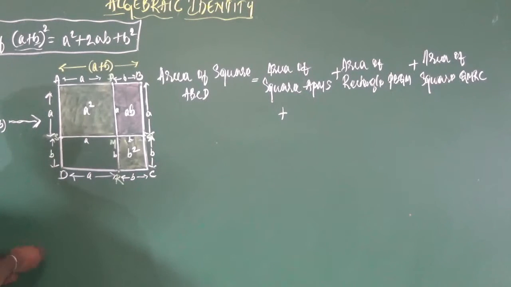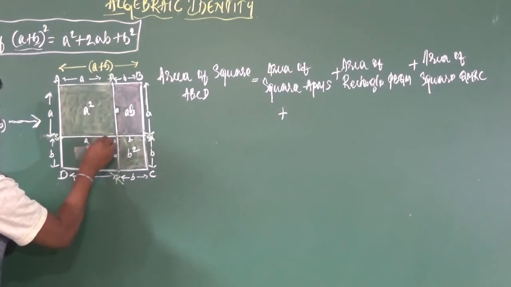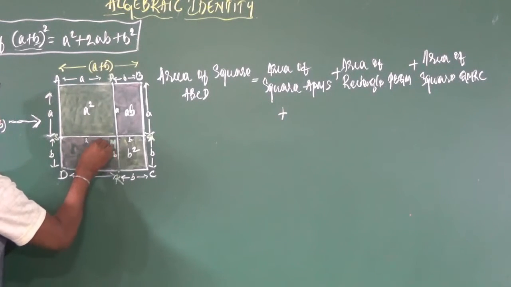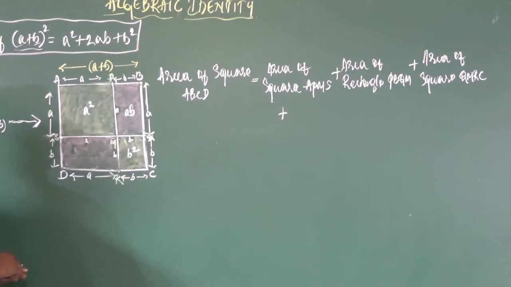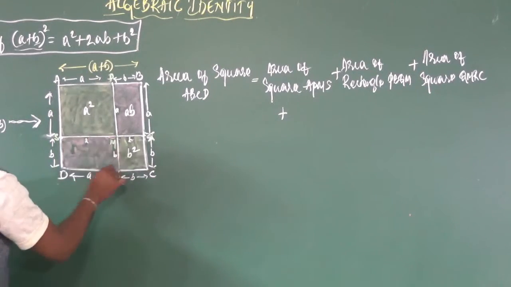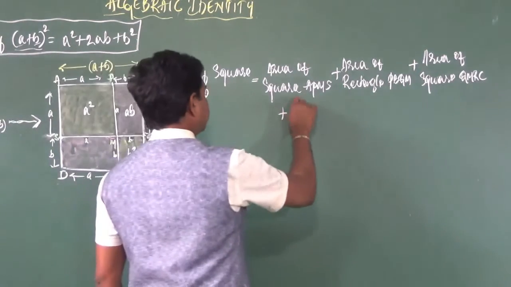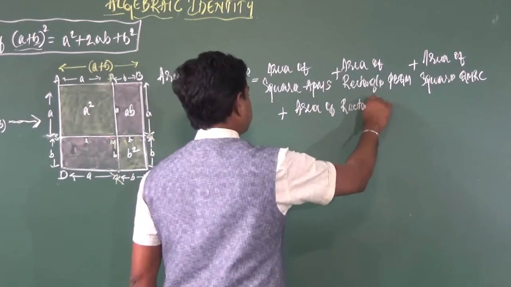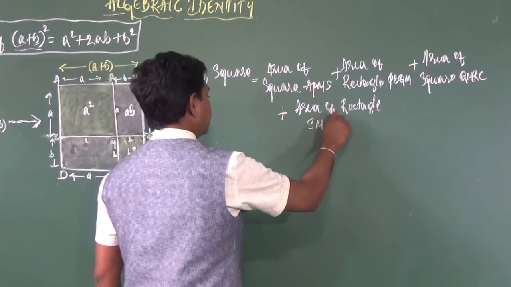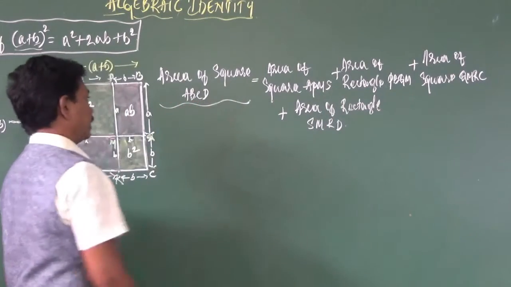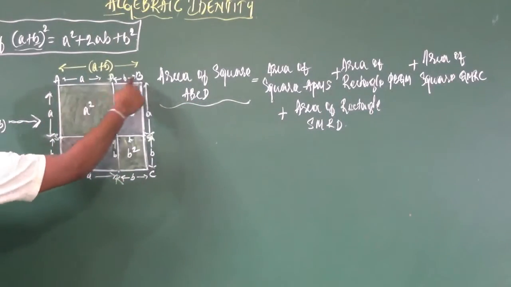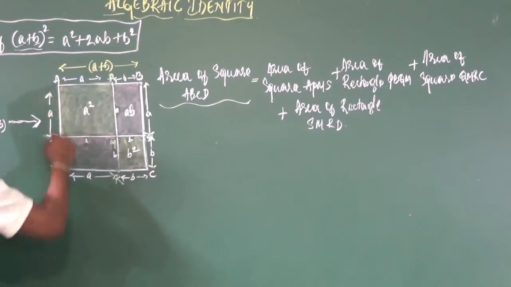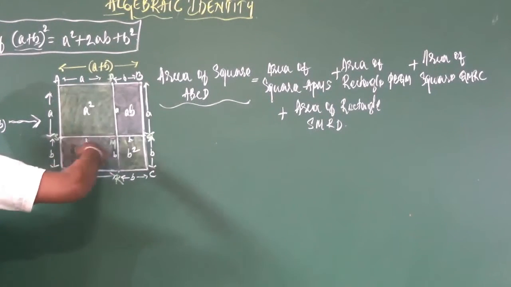So here area of this polygon can be, I am going to shade this and identify that. So this is the area of this rectangle, right? So it is named as SMRD. So area of rectangle SMRD, right. Now what is the area of square ABCD? So here area of square ABCD is, side is A plus B, another side is A plus B. So A plus B into A plus B gives the area of this square.